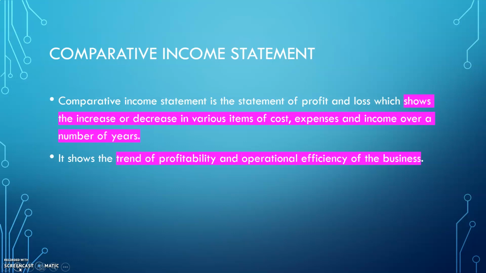So the profit and loss account, which shows the cost, expenses, and income, will be put into a different form using the comparative income statement. This is an important tool, and it shows the trend of profitability and the operational efficiency of the business. Usually, in the preparation of a comparative income statement, 2 years' figures will be used, and what has happened over those 2 years will be revealed through the figures. You will be using percentages to comment on the figures as disclosed in the statement of profit and loss.